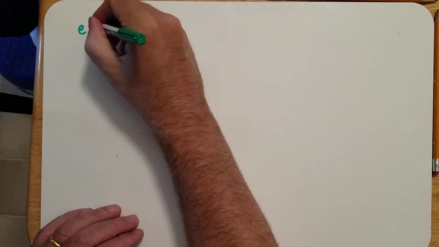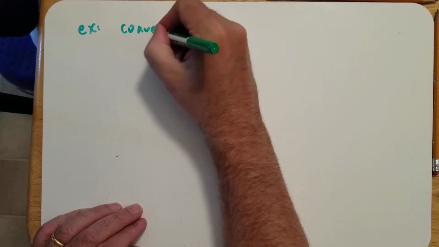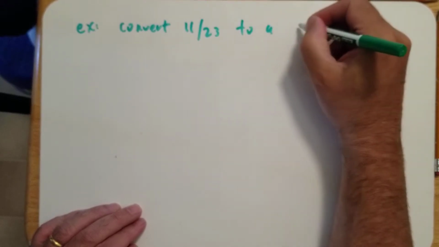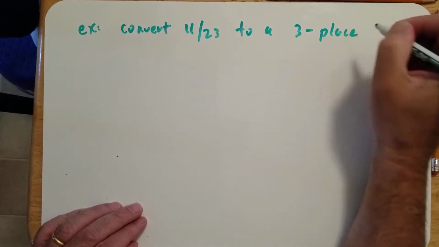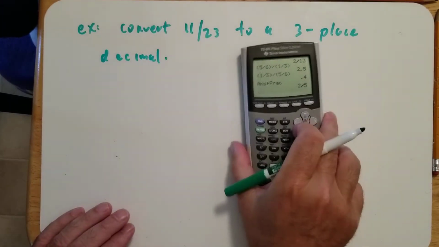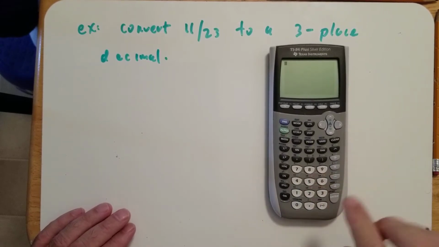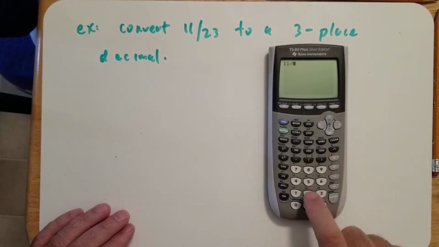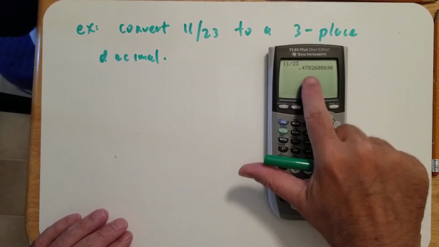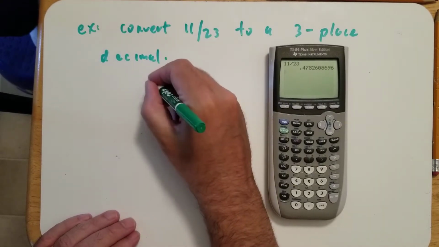I'm going to do some examples of converting between fractions, decimals, and percents using the calculator. So here's an example. Convert 11 over 23 to a 3-place decimal. So on the calculator, if I go 11 divided by 23, that gives me 0.47826, and if I round that off to 3 places, it's equal to 0.478.